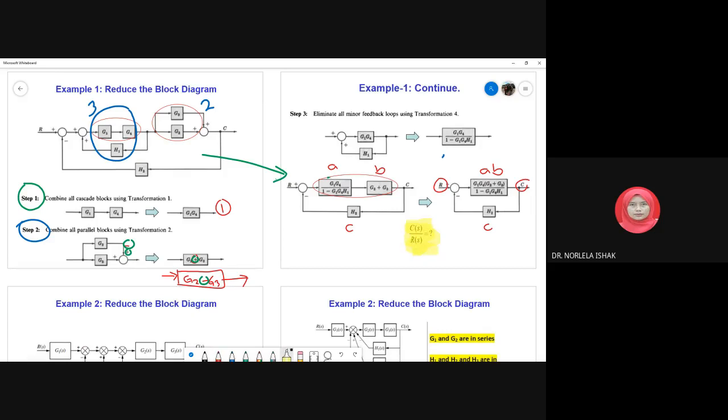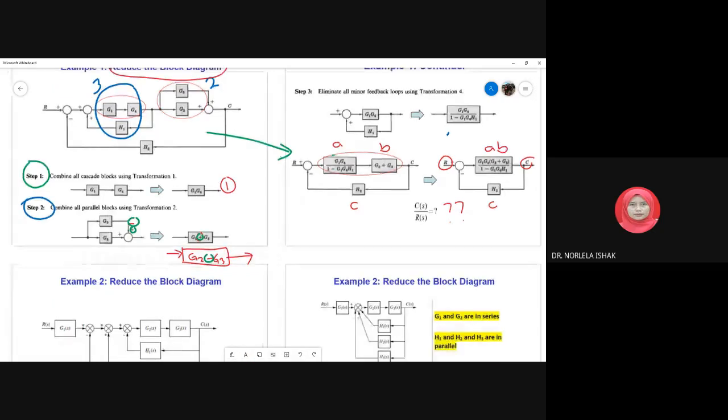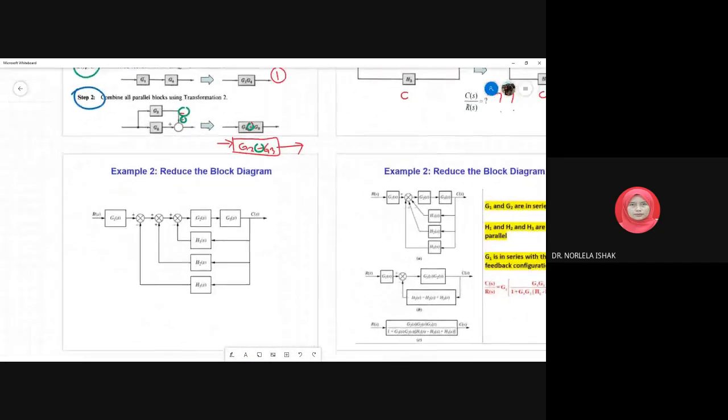Okay, this is a transfer function. We want to define the transfer function from this block diagram using the reduction method. So what is the transfer function? Let's try after this class, you find out what is the transfer function for example 1. Okay, how about example 2?